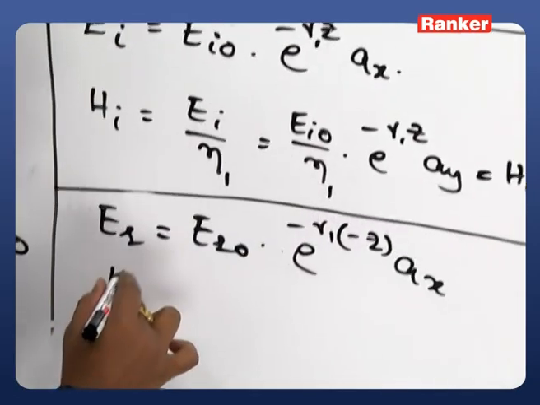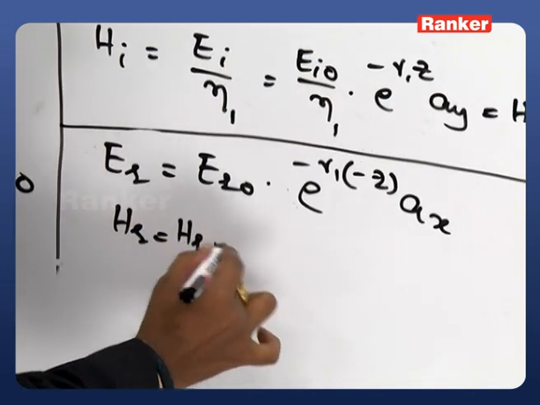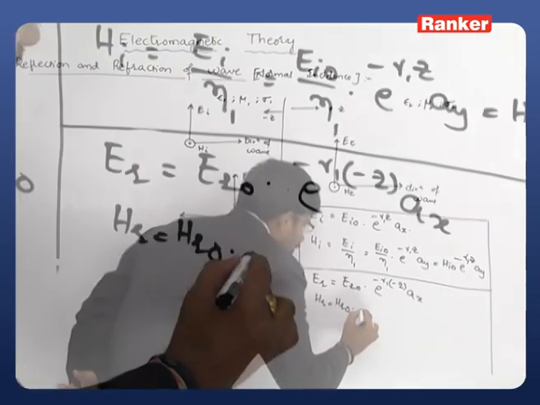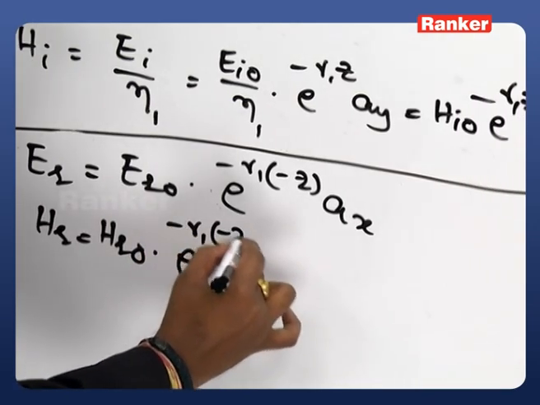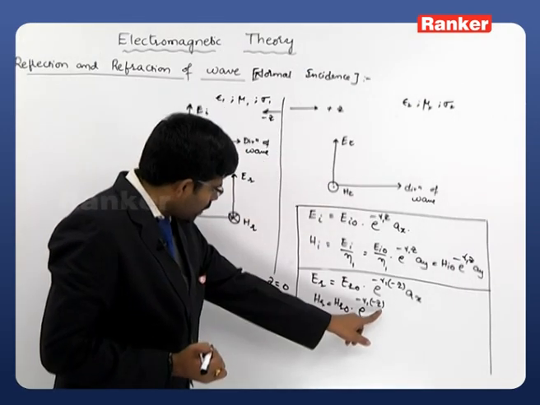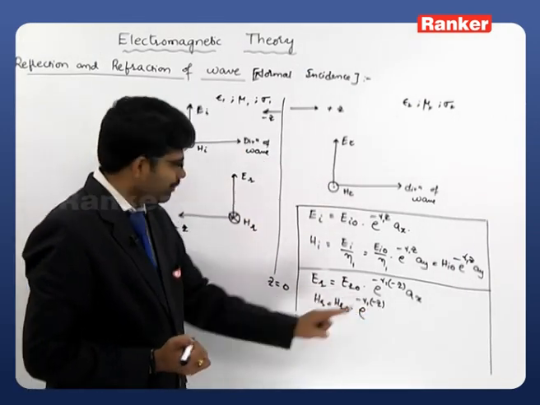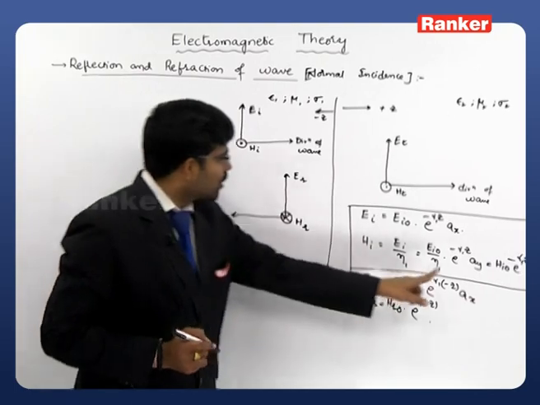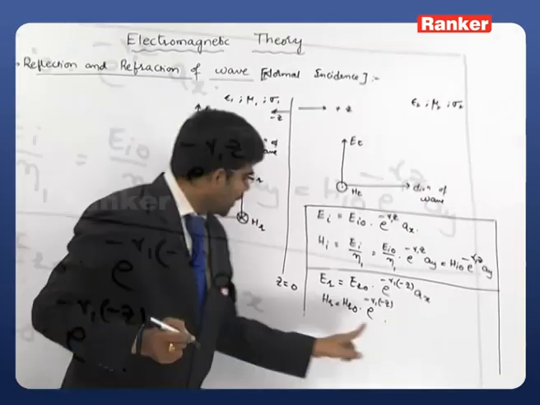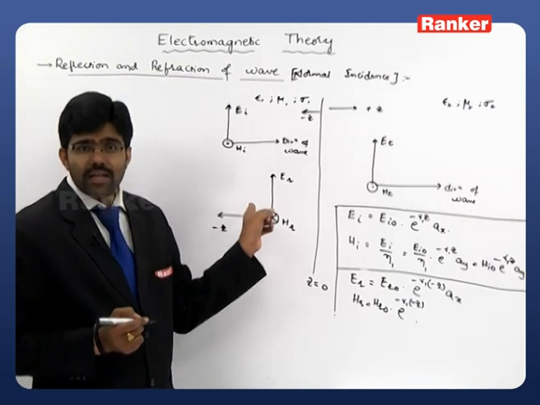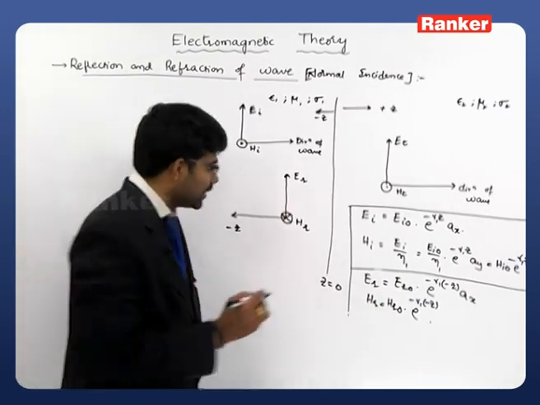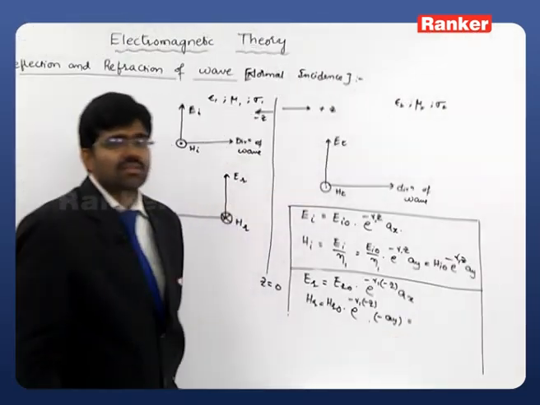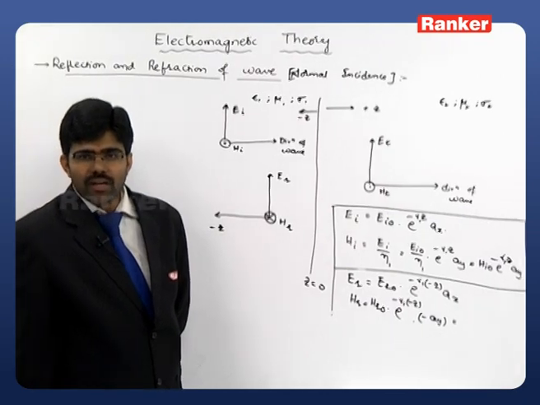For that, let us take HR is equals to some HR naught. HR naught is the initial magnitude of our magnetic field multiplied with e power minus gamma 1 multiplied with minus z, since it is traveling in negative z direction. I am adding minus z over there, right? Now what is the direction of this H? Initially it is in the direction of y, that's why you have added ay here. But here in the reflected case it is in the direction of negative y. The direction of this HR was altered. That's why the direction is minus ay. This is the thing that we are supposed to write down, right?